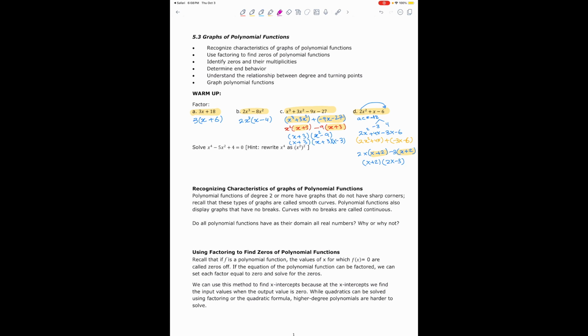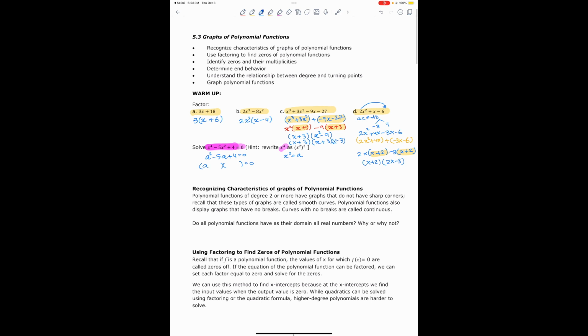Now, let's say we have this equation right here of the 4th power. x to the 4th minus 5x squared plus 4. How do we solve this? We're going to treat it as a quadratic. So if we substitute, we can assume that x squared is equal to another variable, let's say a, and we rewrite the equation. So if we rewrite the equation, this is going to be a squared minus 5a plus 4 equals 0. Now I'm going to factor because this is now quadratic.